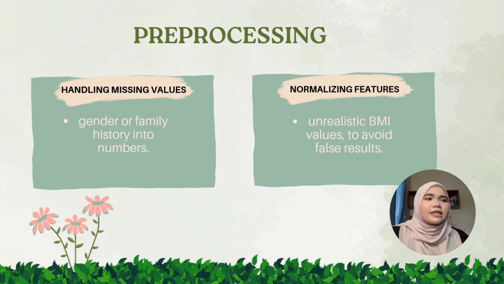Next, normalizing the data. Features like glucose and insulin levels can have large numerical ranges, while others like age or BMI may be much smaller. Without scaling, algorithms like KNN or SVM might give too much importance to larger values. Normalization brings all features to the same scale for fair treatment.